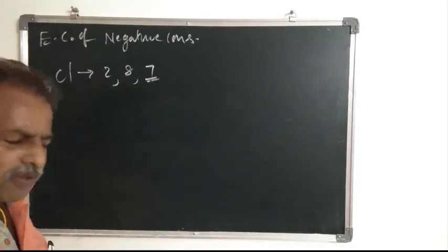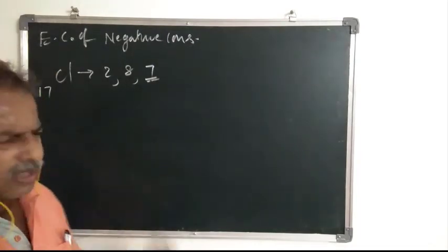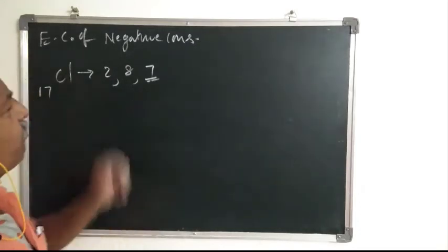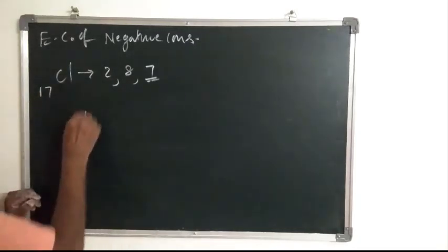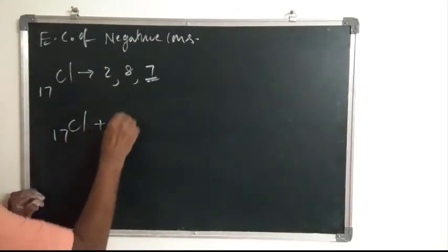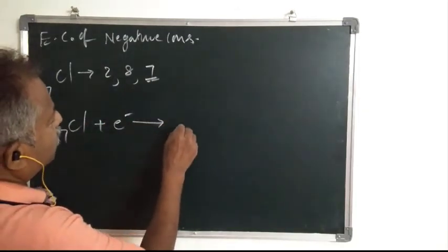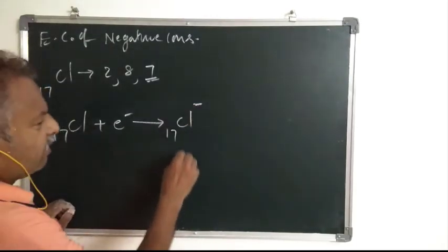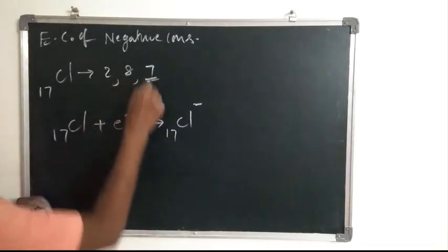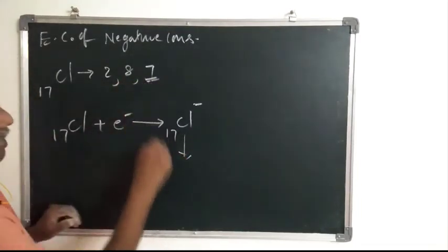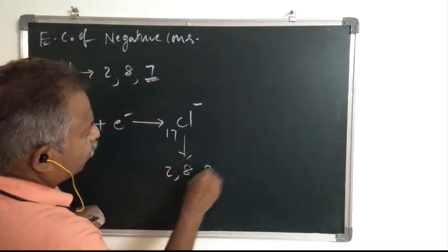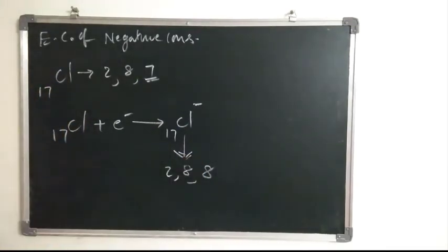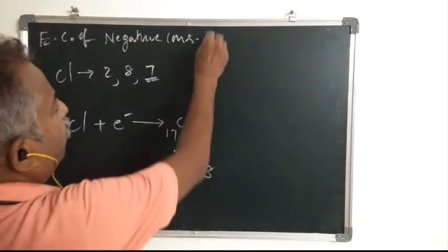So generally, which is easier for chlorine? Losing 7 electrons is very difficult. So instead of losing 7 electrons, it gains 1 electron from outside. So chlorine 17 takes 1 electron from outside and therefore becomes Cl-, where the negative sign indicates 1 extra electron. So what is the configuration here? It was 2, 8, 7. So 1 electron is added here. Therefore, the configuration is 2, 8, 8. So this is the configuration of a chloride ion.